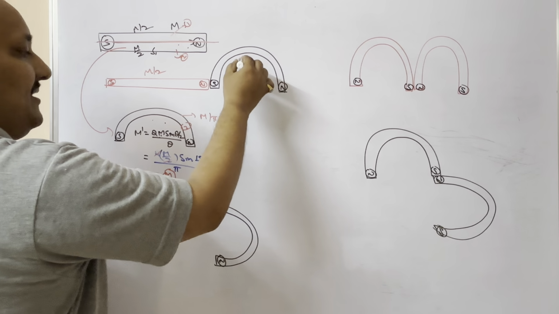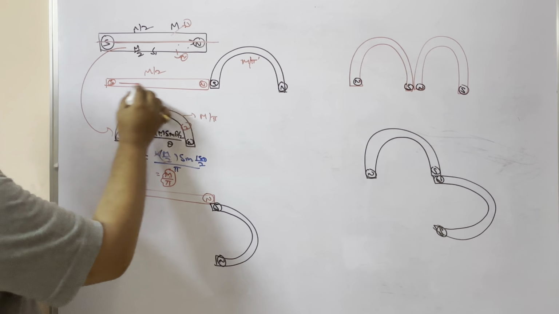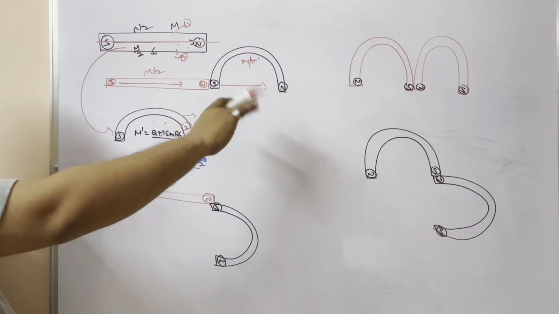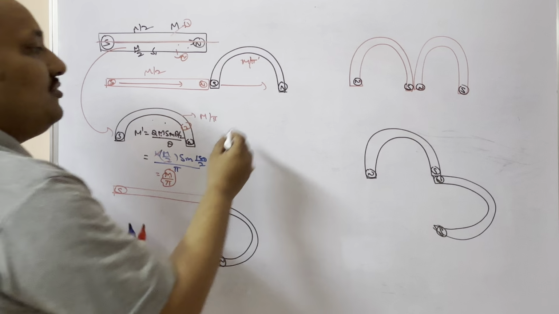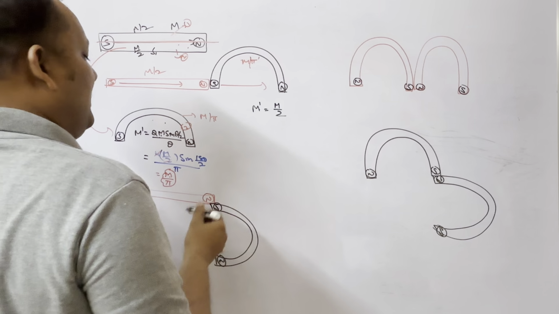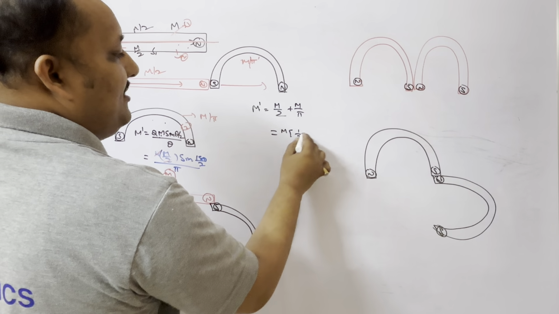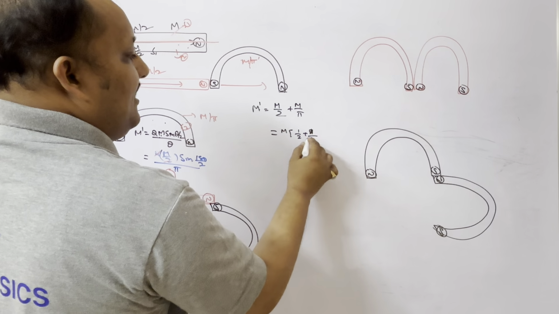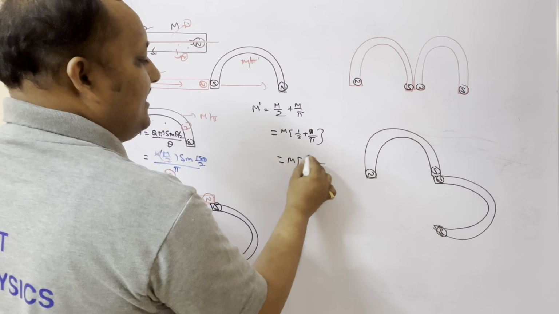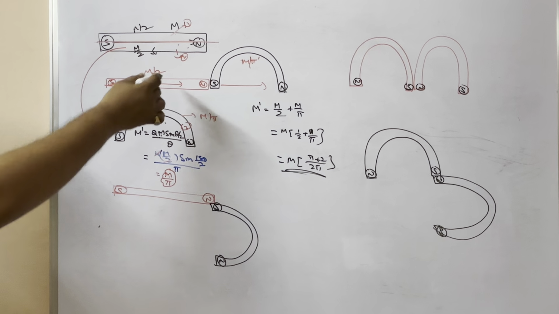Now what is the magnetic moment of this? M by pi. Now see the directions. This is south to north, south to north. Both are in the same direction. Same direction means always you have to add. Therefore, the new magnetic moment m dash equals m by 2 plus m by pi. So m times 1 by 2 plus 1 by pi. So m into 2 pi is the LCM, pi plus 2. Isn't it? That is for this.